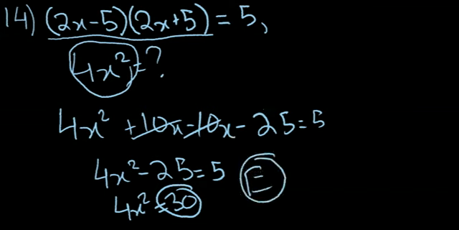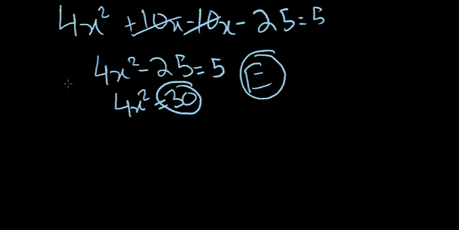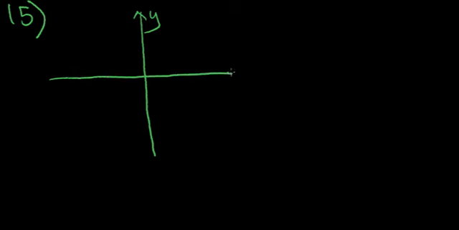So, next problem, which is number 15. And there's a little graph here. And a point here goes through the origin, stops here. This is A, this is B.